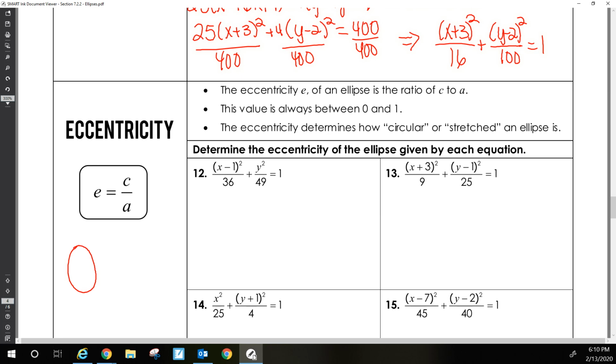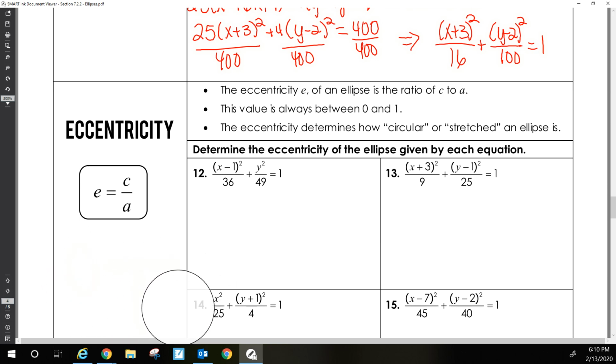And an ellipse that has eccentricity close to 1 is going to look like either a really long baguette this way or a really long skinny baguette this way. The closer we get to 1, the closer it's going to be to coming like a straight line, right?